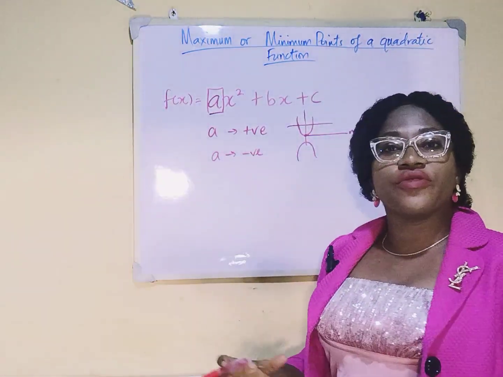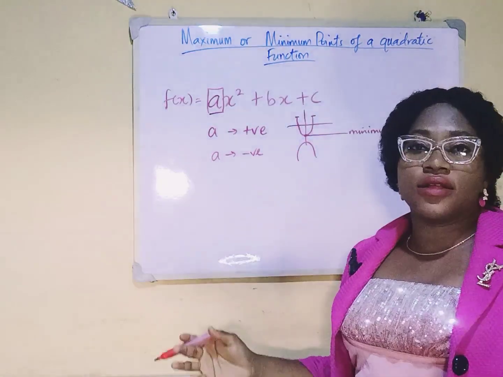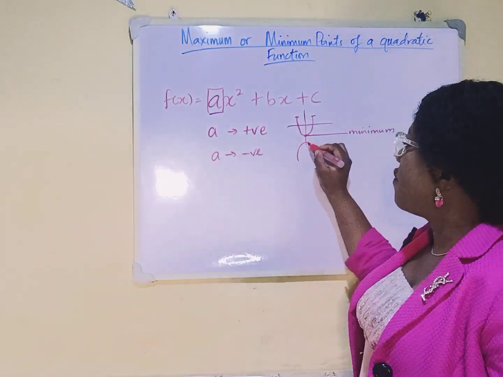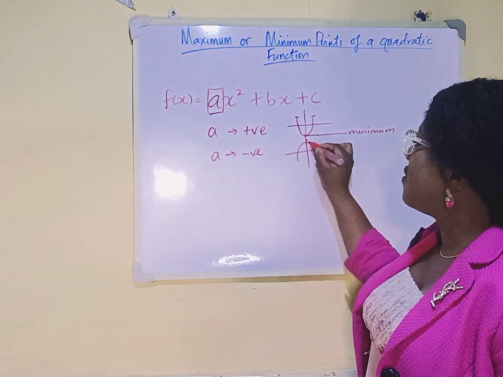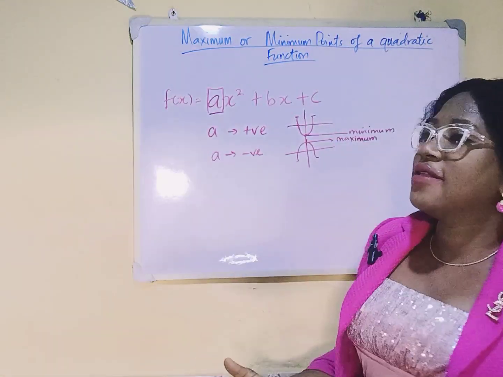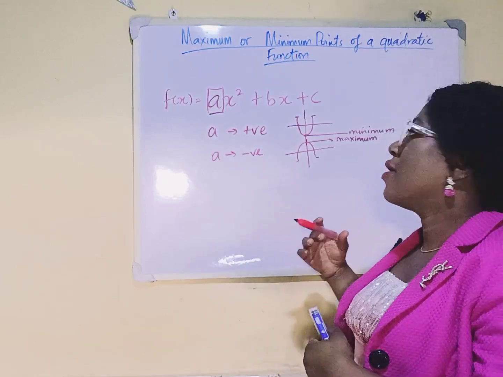Now, if the domain is restricted, then we can know what the highest point is, and then it can also have a maximum. Now, if A is negative, we can see that this point here is going to be our maximum. Okay, so negative A means maximum, positive A means minimum.